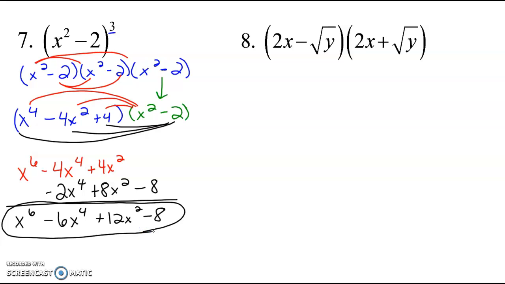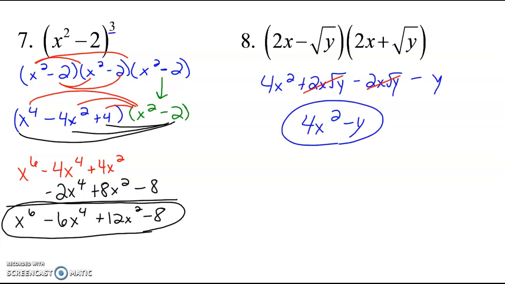All right, last one. Why don't you guys pause the video and see if you can try number 8. Okay, this was the difference of squares example. Notice that you have the same exact factors, 1 plus and 1 minus. So what's going to happen is the outside and the inside term are just going to end up canceling out. So you're left with 4x squared minus y.